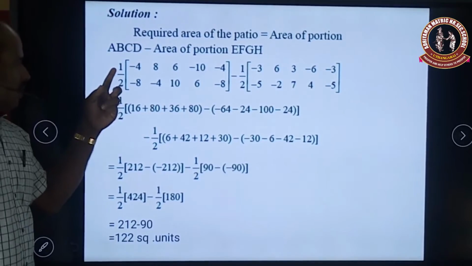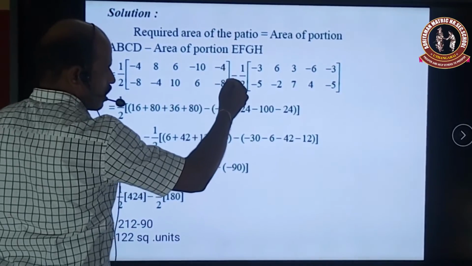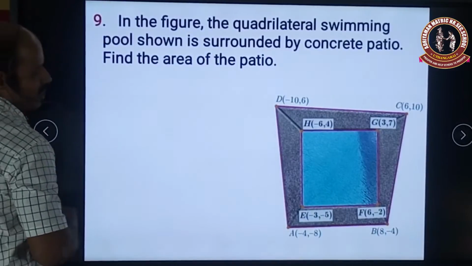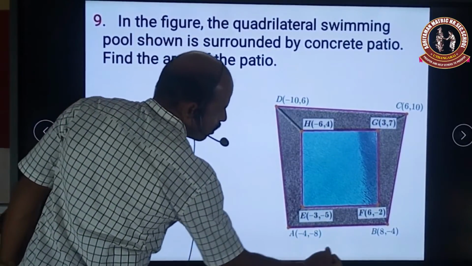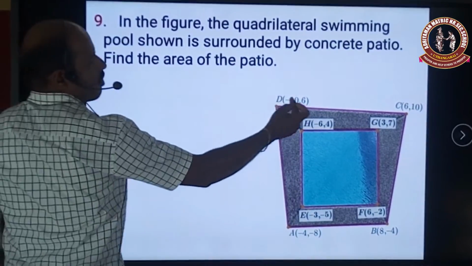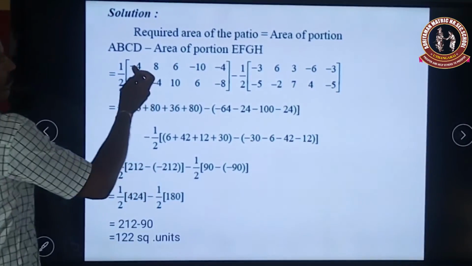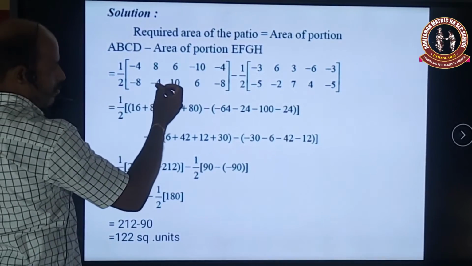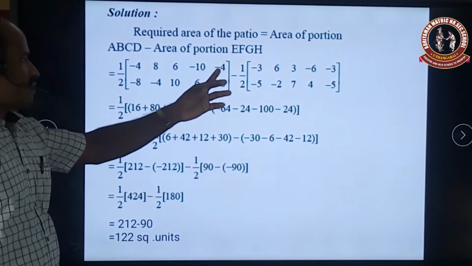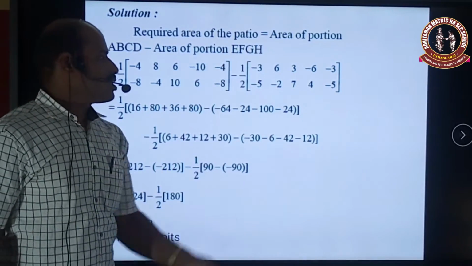First, the formula: half into x1 y1, x2 y2, x3 y3, x4 y4, x1 y1. First, the area of portion ABCD: x1 y1 is (-4, 8), x2 y2 is (8, -4), x3 y3 is (6, 10), x4 y4 is (-10, 6). Apply it column-wise. First column: first point (-4, 8), second point (8, -4), third point (6, 10), fourth point (-10, 6), and again the first point (-4, 8). That is the first quadrilateral area. Next, quadrilateral EFGH. See the diagram.